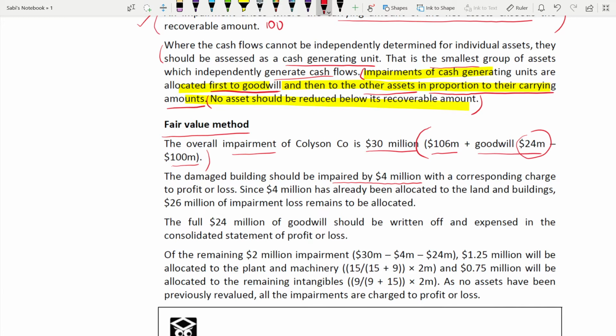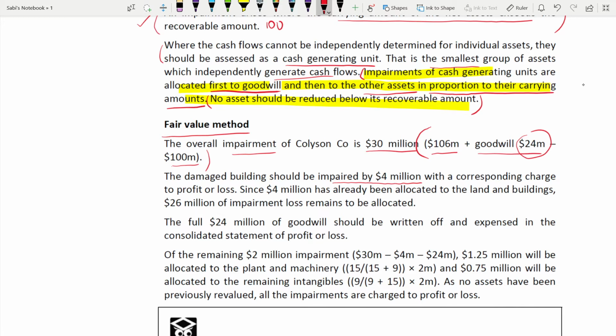You read it, and if some figure has been given, there is always a use for that figure. You have to use it. If they have given you some numbers in your case study, definitely that will come up somewhere. You have to use it somewhere. For example, like this damaged building impairment of 4 million. So don't just go blind on that 30 million impairment and allocate it against the assets. No, there is an impairment for the damaged building also. You have to think about that 4 million too, with a corresponding charge to P&L.